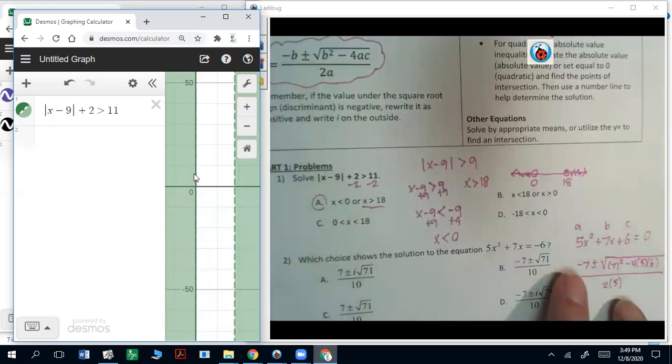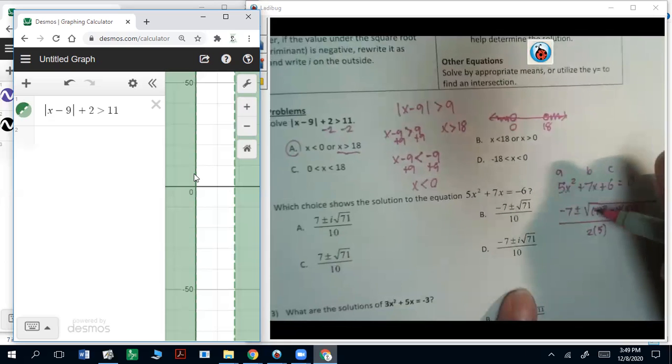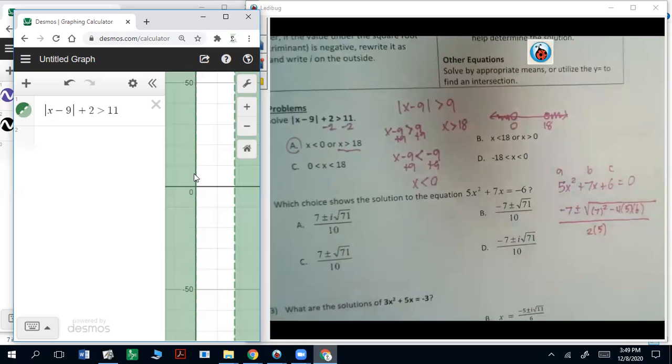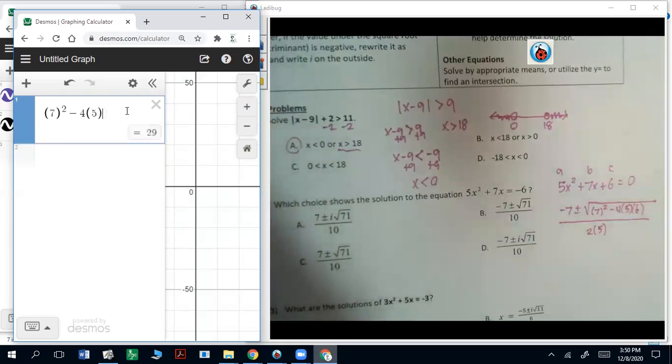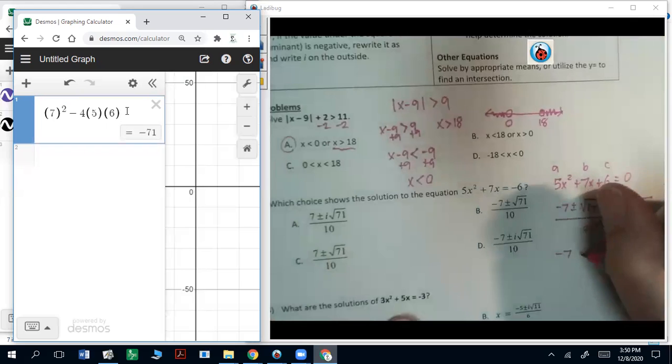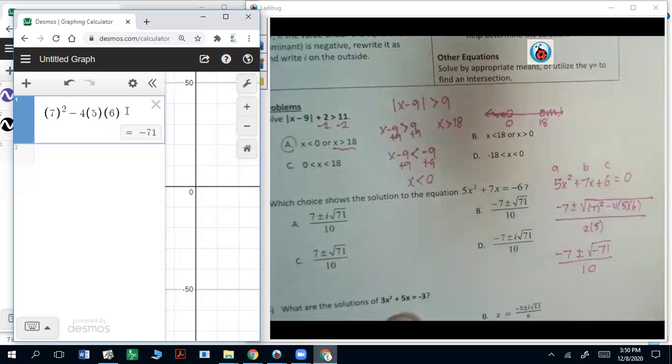So you'll notice that it's going to have a -7, and that's going to become 10. We do have to figure out what 7 squared minus 4 times 5 times 6 is. And we can do all that in the calculator. Leave the square root out of it. And that gives you -71. So -7 plus or minus the square root of -71 over 10.